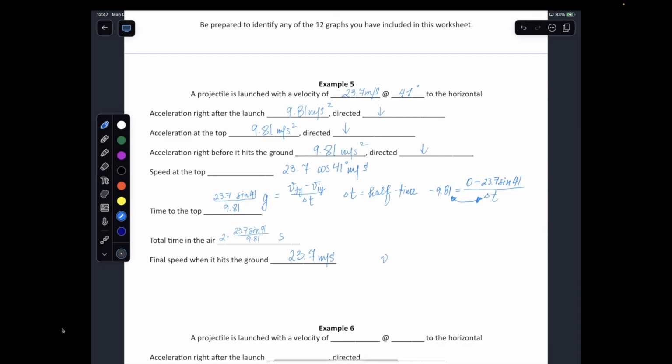Velocity, if I asked you for velocity, you would say that it is 23.7 at 41 degrees below, not above the horizontal, but below the horizontal, or like some of our students like to say, into the ground.